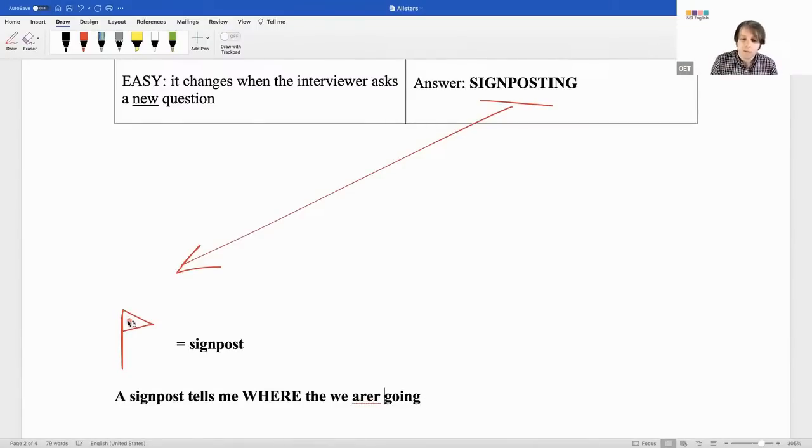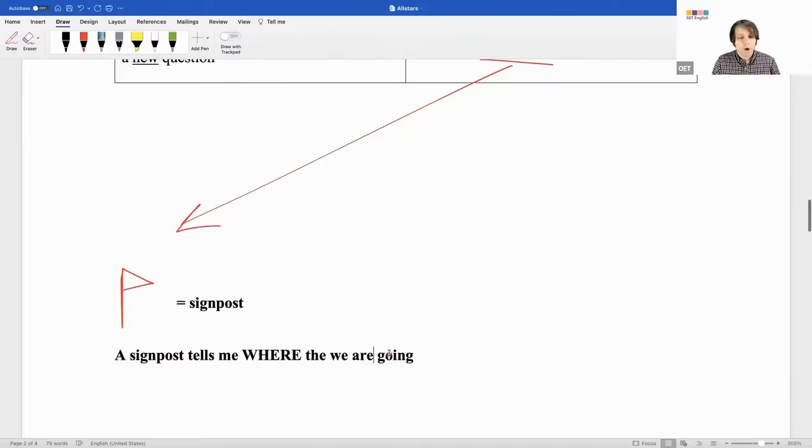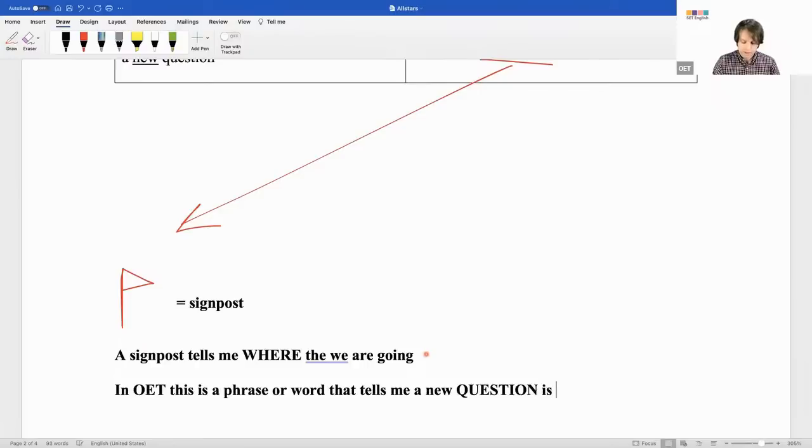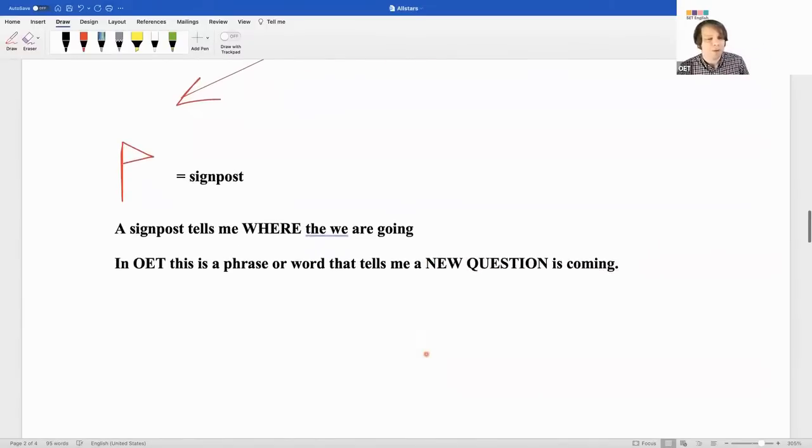So a signpost tells me where we are going. In OET, this is a phrase or word that tells me a new question is coming. Okay. So it's really quite simple, isn't it? A signpost in OET, it's a phrase or a word that tells me a new question is coming.